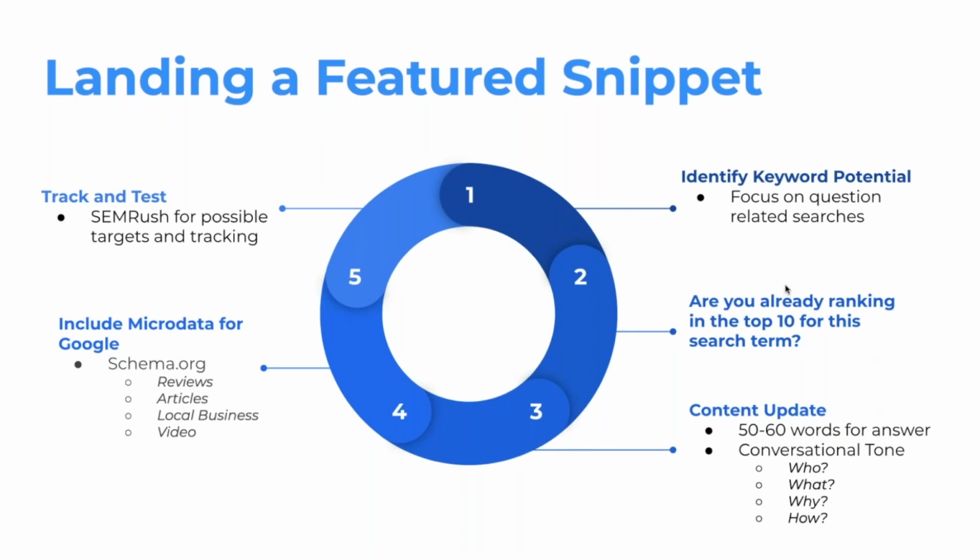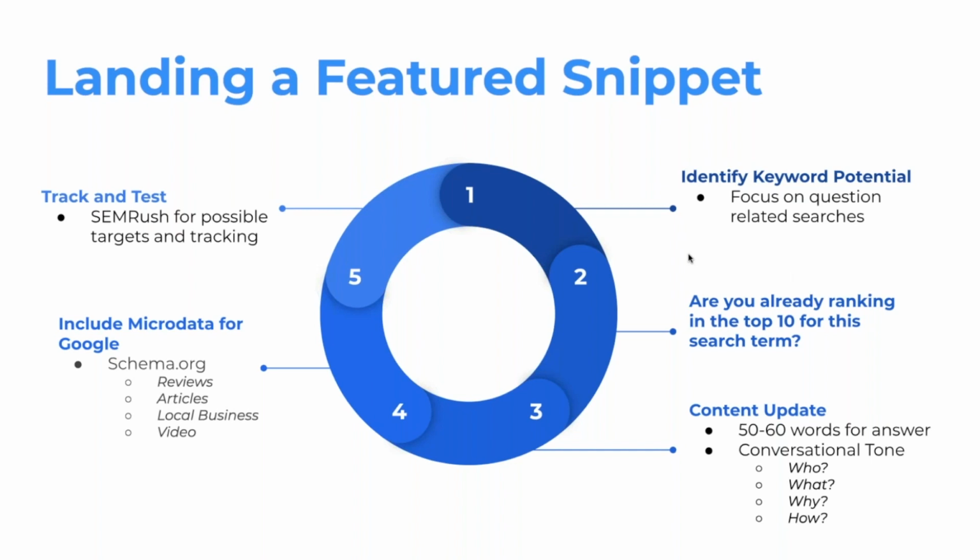And so you've identified your keywords, you've seen that they either have a featured snippet or they don't have a featured snippet. You're in the top 10, and then you need to be very concise. Again, like with the rich result, you need to have that conversational tone. You need to answer the questions that are being posed from the query.